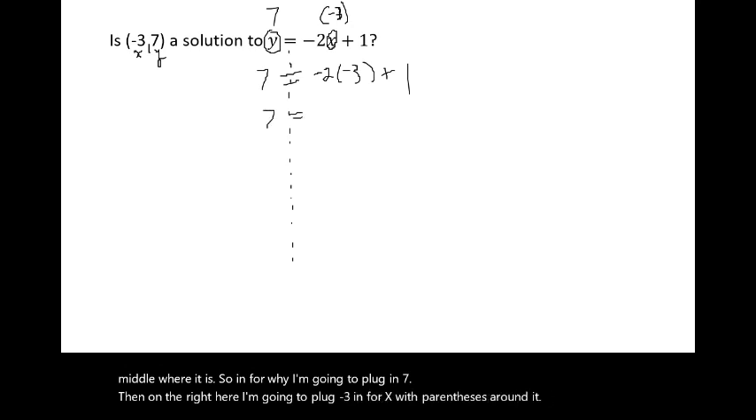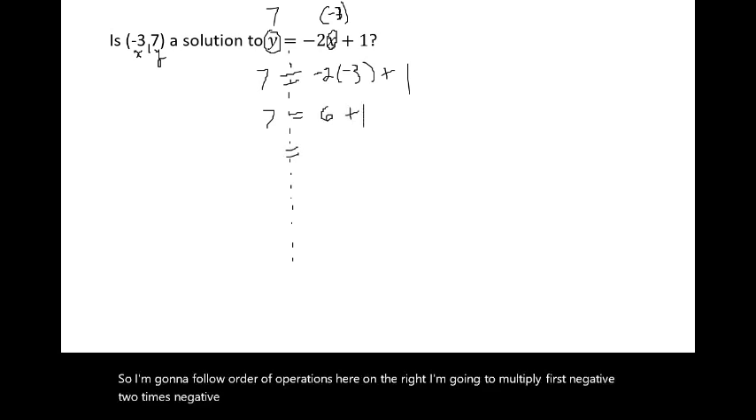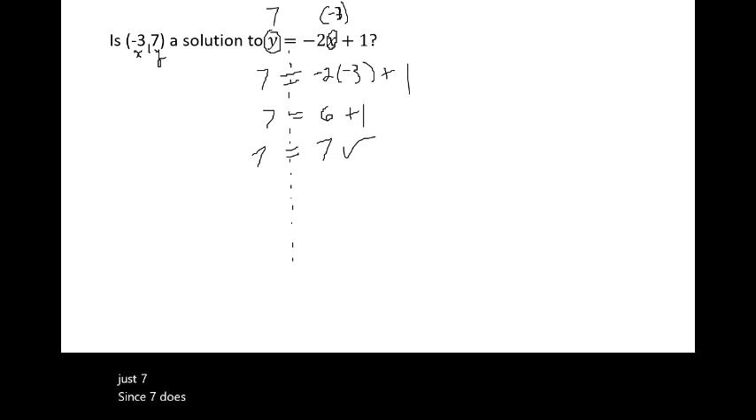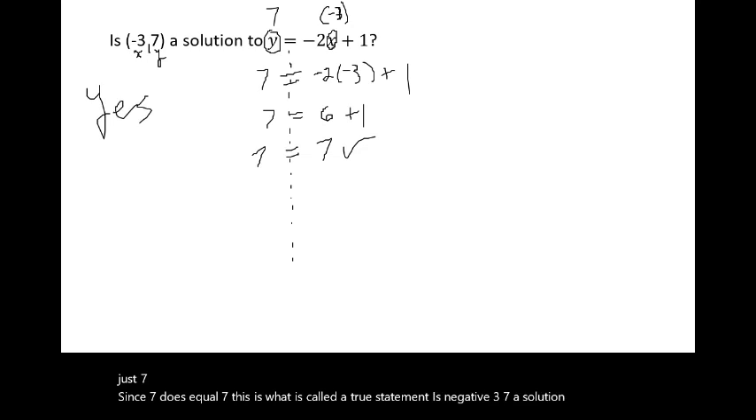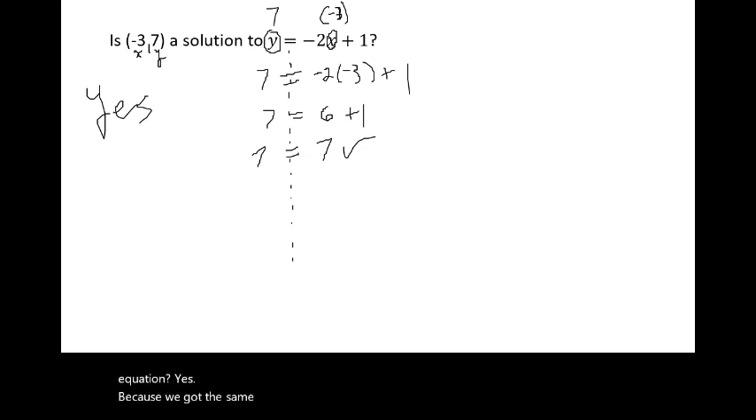I'm going to follow order of operations here on the right. I'm going to multiply first. -2 times -3 is +6. Then I'm going to finish up by adding 6 plus 1, which is 7. Since 7 does equal 7, this is what is called a true statement. So is (-3, 7) a solution to this equation? Yes. Because we got the same number on both sides of the equal sign, that means this ordered pair is a solution to this equation.